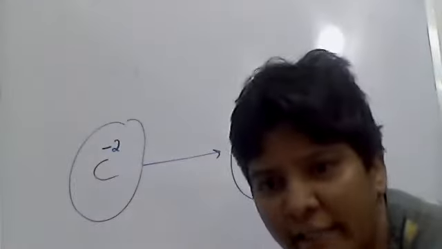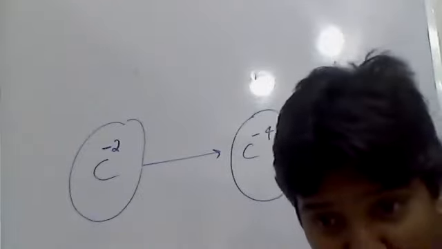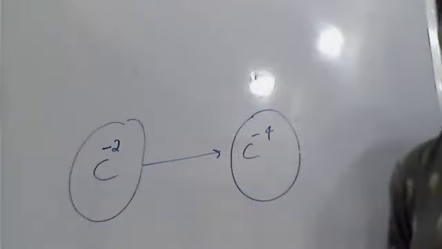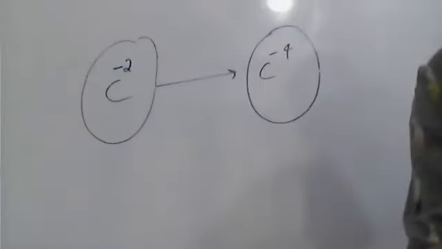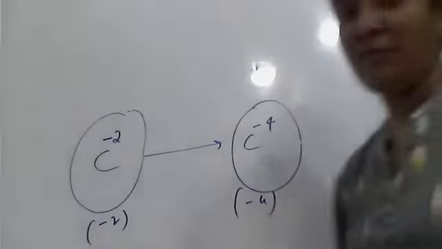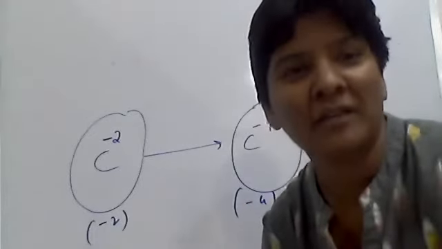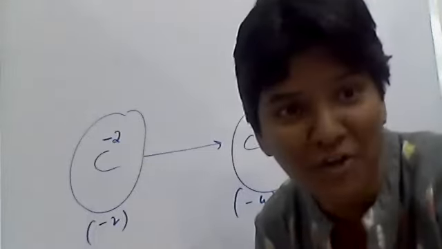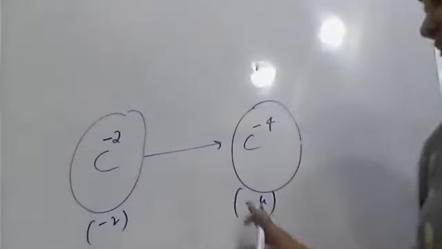Increased or decreased? Decreased. So decreased means oxidation or reduction? It is reduction. Reduction is by gain of electrons. Now tell me, where is the positive charge more, at -2 or -4? Very good. That is the magic of MPC students. The students can understand -2 is more positive than -4.